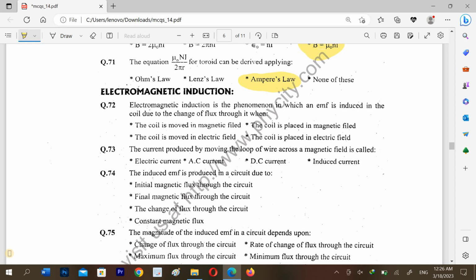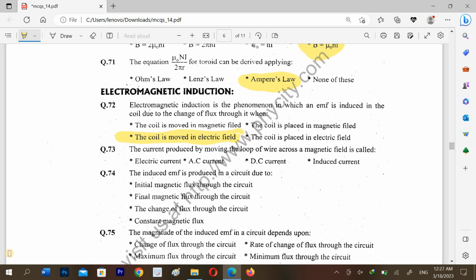Electromagnetic induction is the phenomenon in which an EMF is induced in the coil due to the change of flux through it when the coil is moved in a magnetic field. When the coil is moved, not removed, it is moved in a magnetic field.